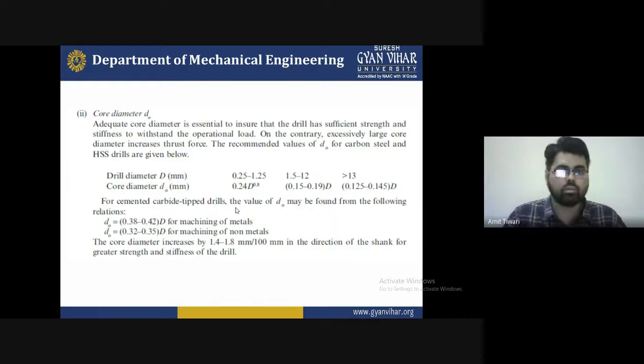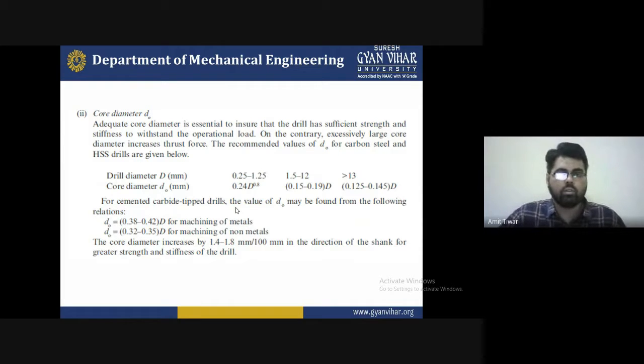Second one is the core diameter D0. Core diameter D0 means an adequate core diameter is essential to ensure that the drill has sufficient strength and stiffness to withstand the operational load. On the contrary, an excessively large core diameter increases thrust forces, and the recommended values of D0 for carbon steel and high speed steel drills are given.